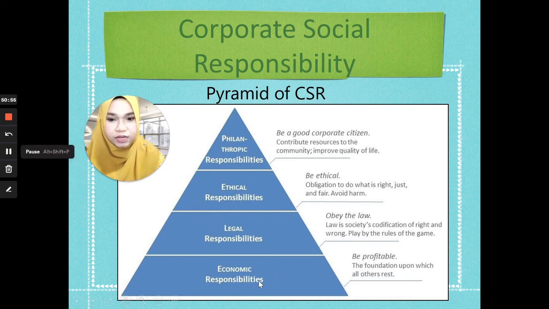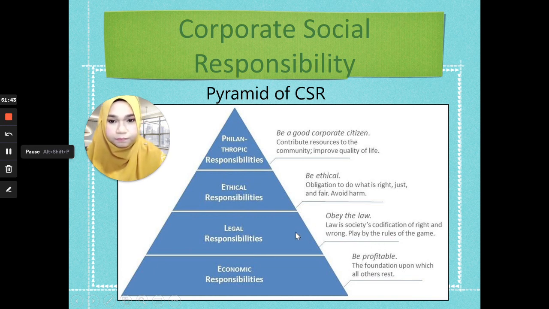So next, after they have become economic, they would think, okay, we can make a lot of profit now, right? So they move on to the legal responsibilities. This is where the business, the corporate, obeys the law, where the law is society's codification of right and wrong, and they will play by the rules of the game. When you do these economic responsibilities, sometimes you are doing things that are not to say illegal, but sometimes you don't follow the law. Legal responsibility is when you actually do what is required.